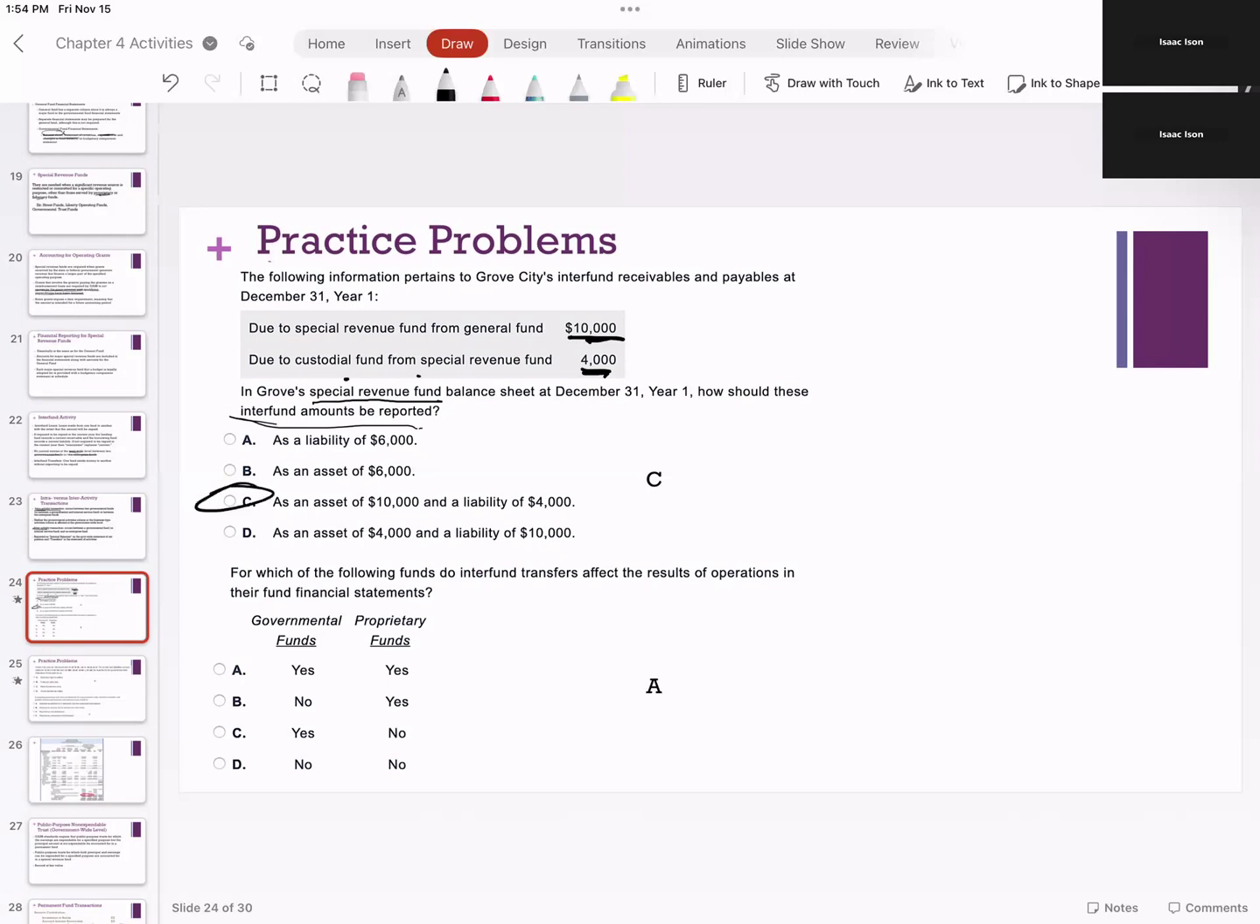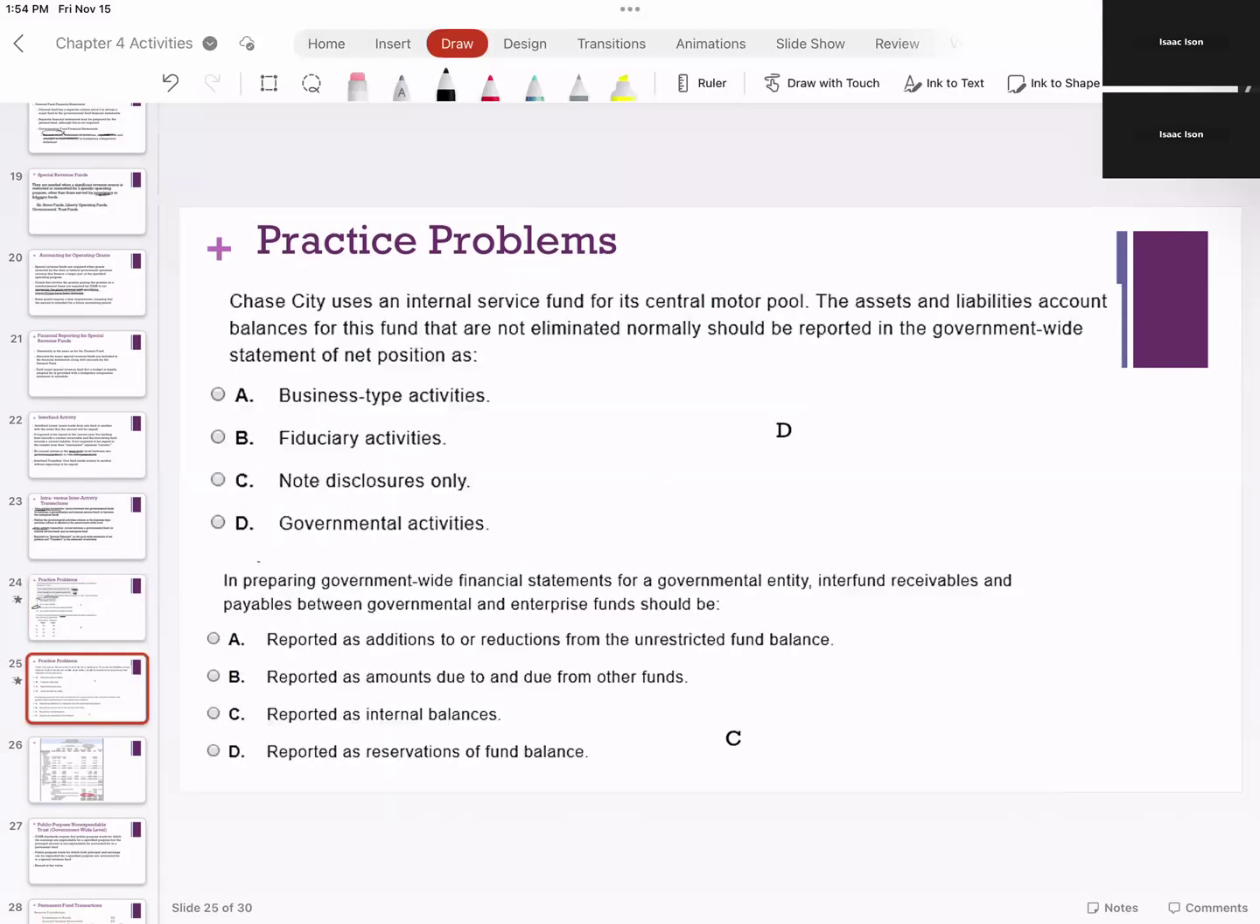And so, okay, for which of the following funds do interfund transfers affect the results of operations in their fund financial statements? Which of the following funds do interfund transfers affect the results of operations? Okay, so governmental funds, yes. Proprietary funds, yes. So that's inter, right? It's not intra. Inter, and so those would impact.